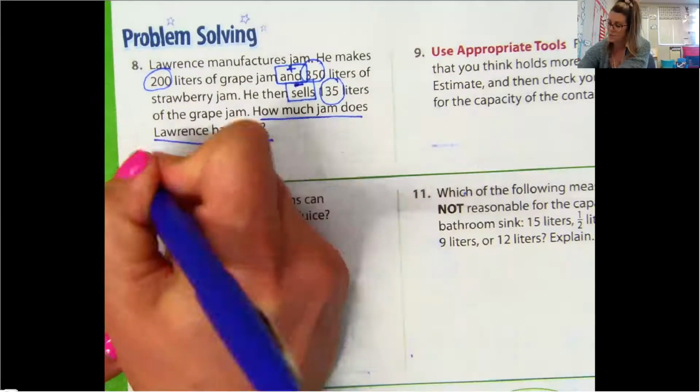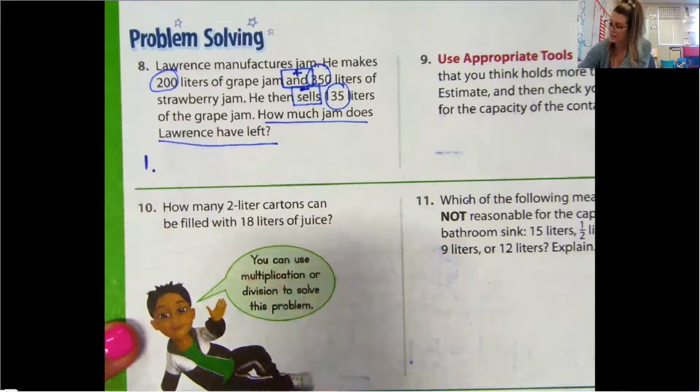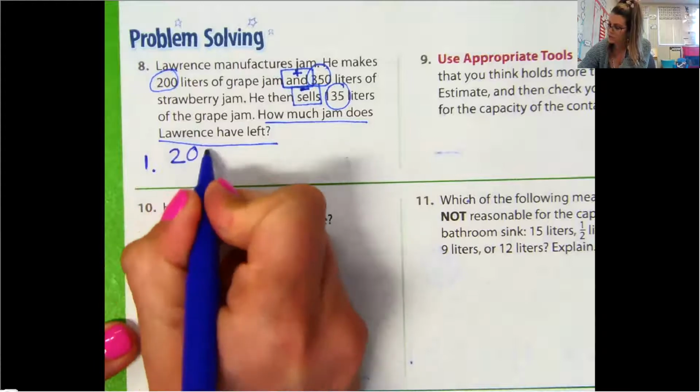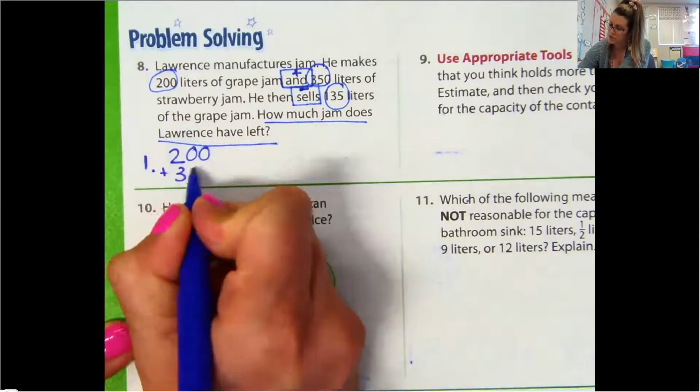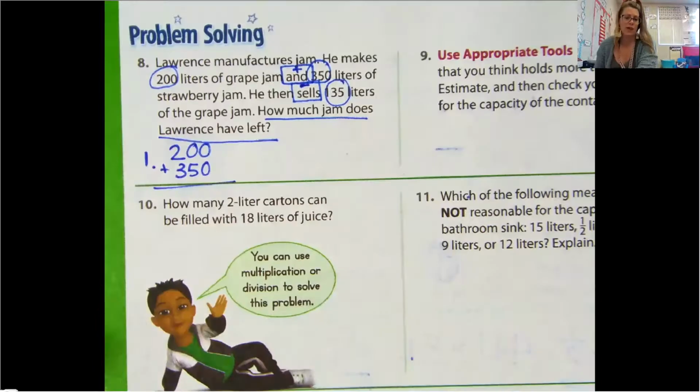All right, so step 1, we are adding. Because we saw and, we've got 200 plus 350. Go ahead and solve that now.